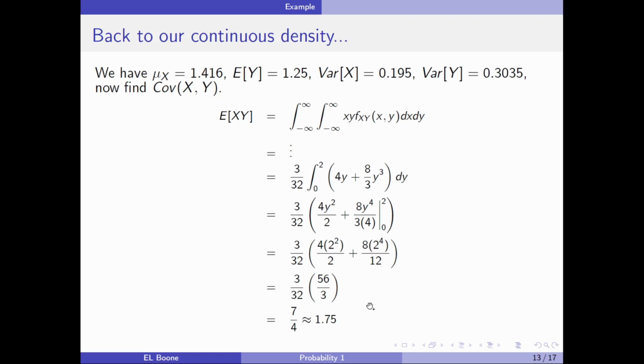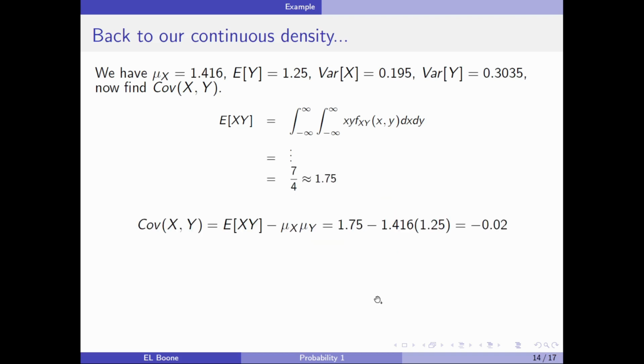All right. Now we feel like we're done, right? Well, we're using the shortcut formula, so we're not done. Okay, now we need to plug in our means on here. So we have our 1.75 minus mu of x times mu of y, and this comes out to negative 0.02.